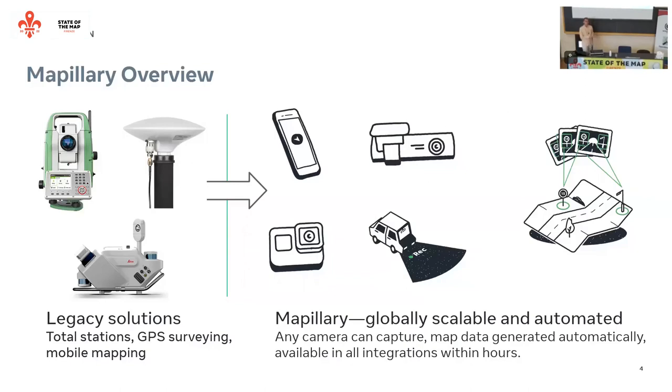Map data generation was always time consuming. We have legacy solutions, collecting geodata with total station and GPS, and also with mobile mapping solutions. Mapillary's approach is scaling up and automating map data generation from street level imagery. You can use any kind of camera, capture street level imagery, upload it to Mapillary, and then Mapillary does the job for you and generates map data. We will go into more detail on how the magic happens.